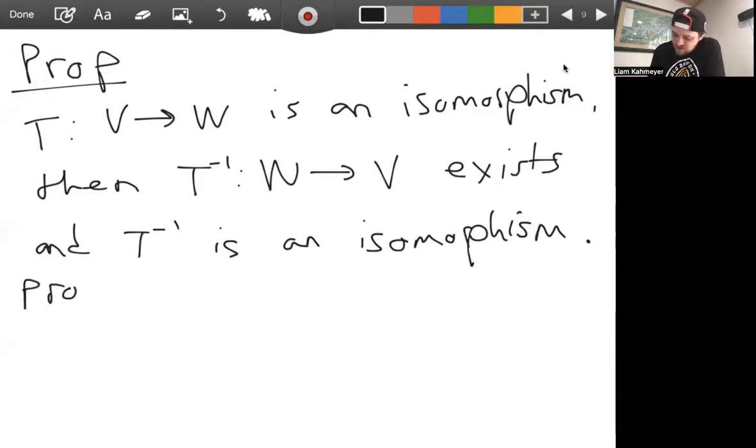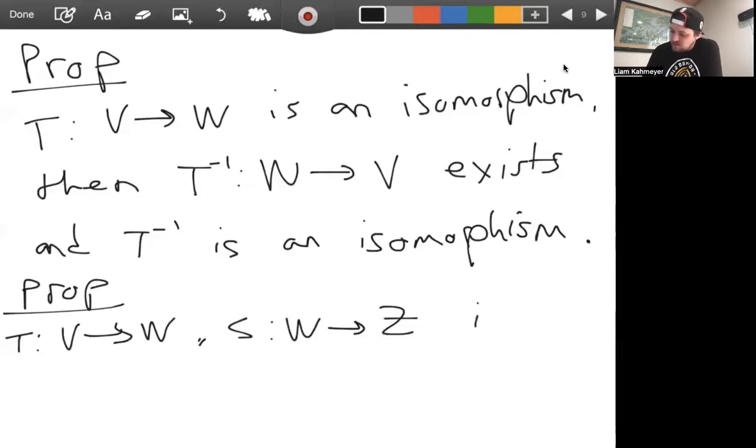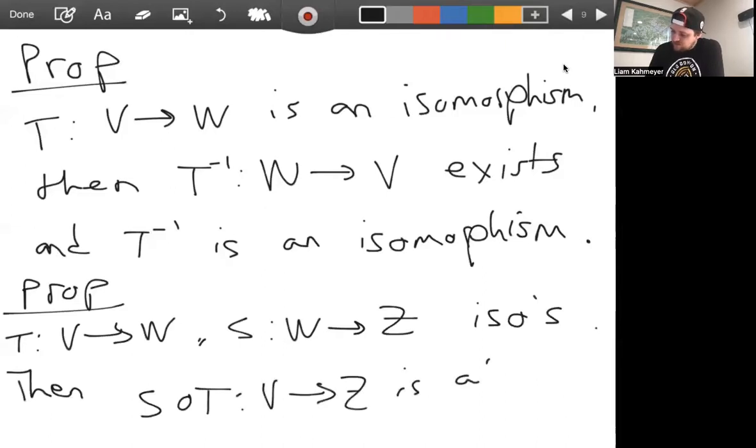We also have a proposition that if you have two isomorphisms, let's say T from V to W and S from W to Z, if these are isomorphisms, then the composition S compose T, which is from V to Z, is also an isomorphism. And we've proven this already, right? In the last video, we showed that composition of injective maps is injective and the composition of surjective maps is surjective. And so juxtaposing those results proves this proposition right here.